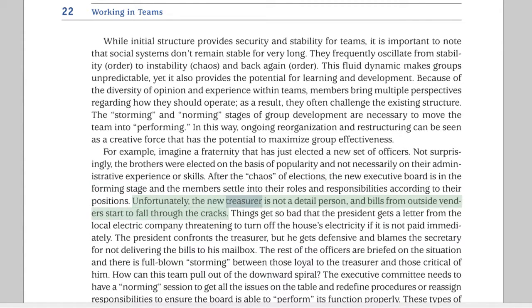Unfortunately, the new treasurer is not a detail person, and bills from outside vendors start to fall through the cracks. Things get so bad that the president gets a letter from the local electric company threatening to turn off the house's electricity if it is not paid immediately. The president confronts the treasurer, but he gets defensive and blames the secretary for not delivering the bills to his mailbox. The rest of the officers are briefed on the situation, and there is full-blown storming between those loyal to the treasurer and those critical of him.